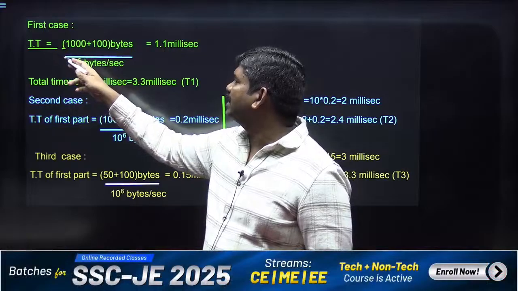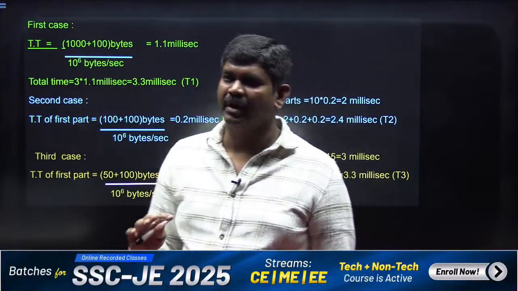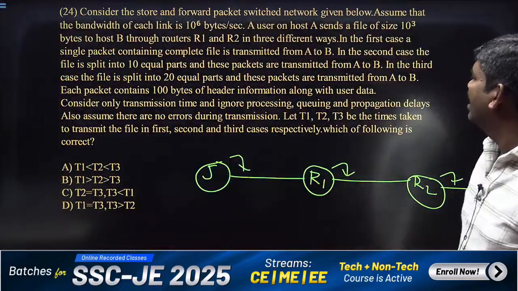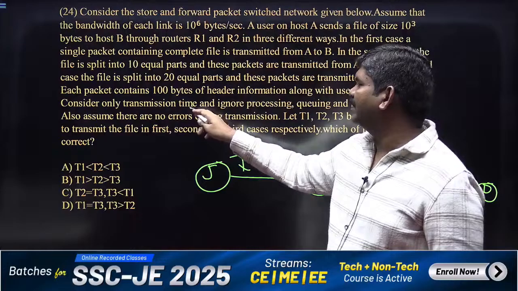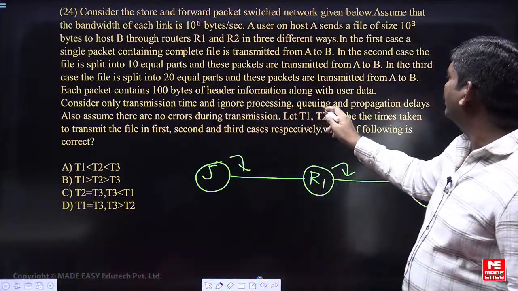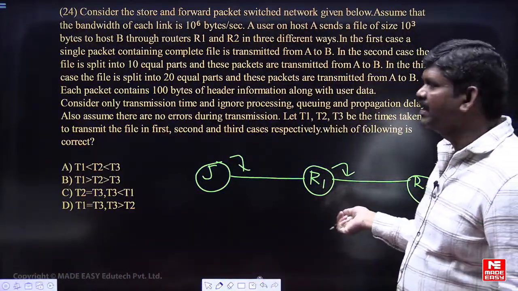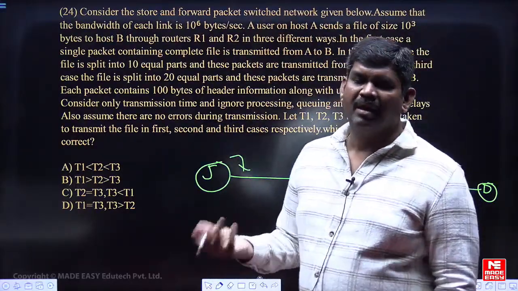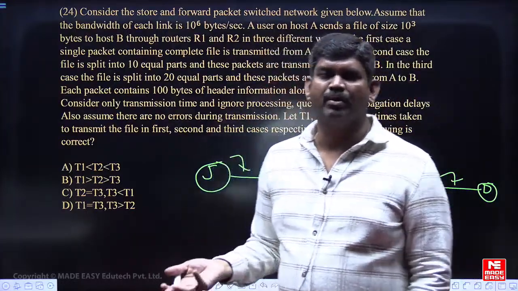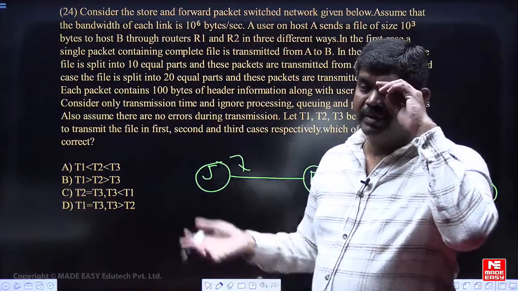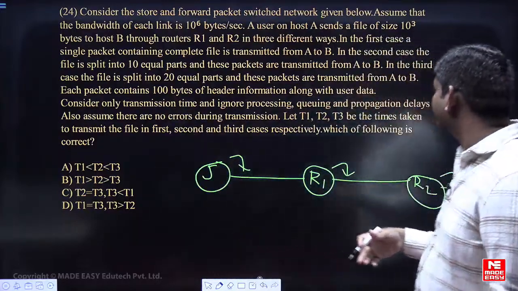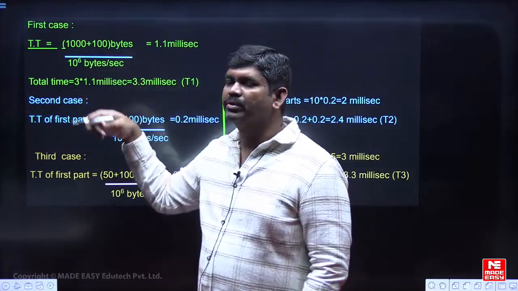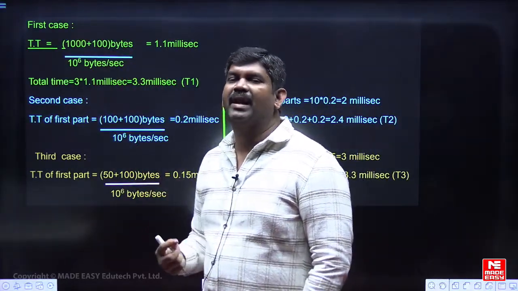But why only transmission time? Propagation time, processing delays and queuing delays are negligible, because they have mentioned in the question itself: consider only the transmission time and ignore processing, queuing and propagation delays, and assume that there are no errors during transmission. If there are no errors, what is the need of applying reliability ARQ protocols? You do not require ARQ protocols for retransmission of the file or packets. And this 100 bytes is the header which you are adding so that it can be analyzed by the routers.